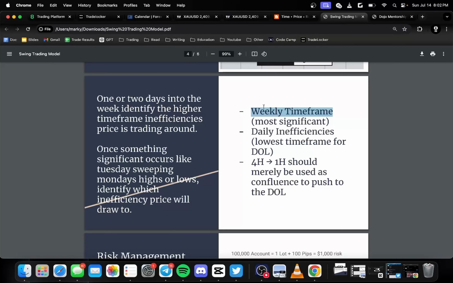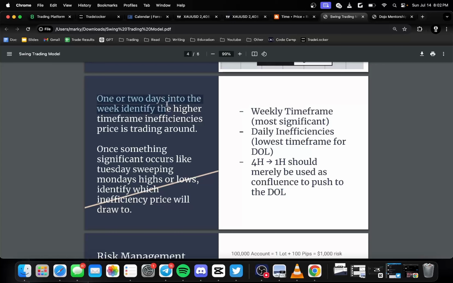Next thing, daily inefficiencies. That's going to be the lowest time frame that you're going to use for draw on liquidity. And then 4-hour, 1 hour should just be used to mark out all the stuff that goes on the lower time frame, liquidity, get you your entry. It shouldn't be used for a draw on liquidity. It should be used as confluences to push you towards your draw on liquidity.